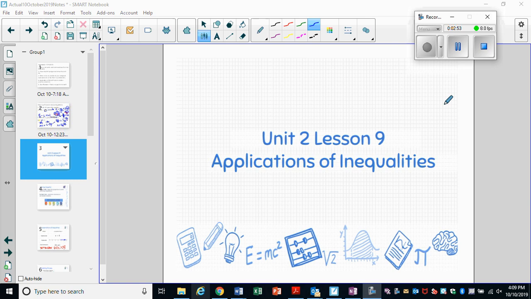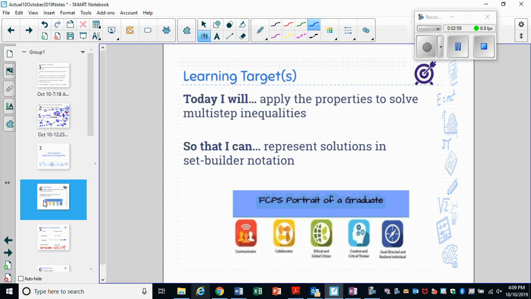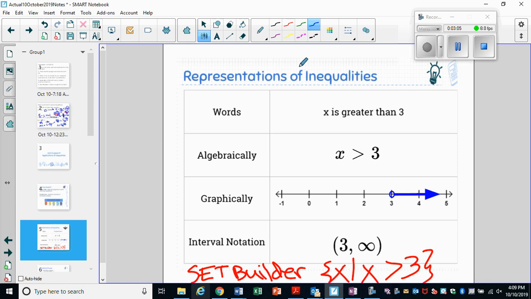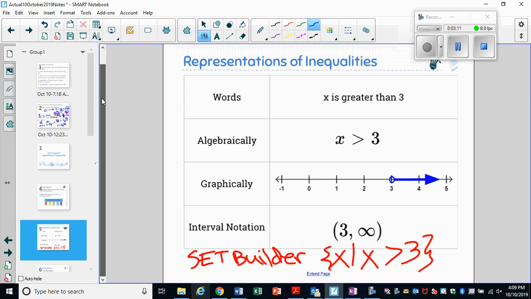So now we're going to talk about today's lesson. Unit 2, Lesson 9, Applications of Inequalities. You were given the learning targets already. Here is the representation of inequalities. One version is the word format, that's the written expression. Algebraically, it's x, in this case greater than symbol, 3.